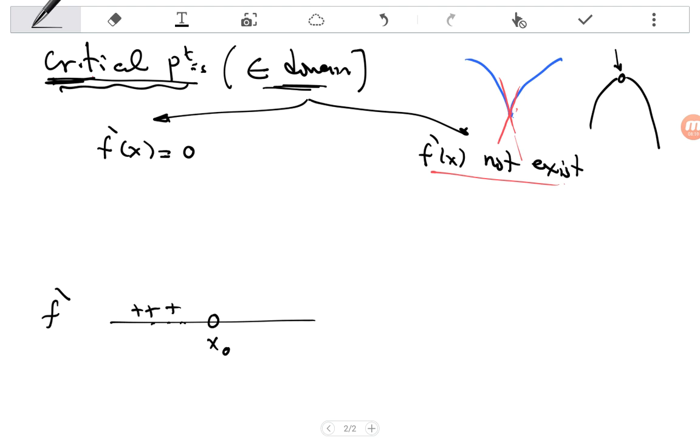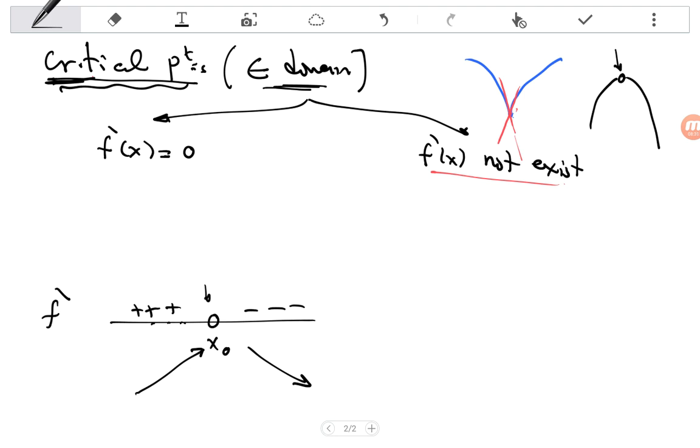For example, I would find it positive, then I would find it changes to negative. In this case, what does this mean? It means that the function increases in this interval, then it decreases in that interval. So that would mean that x node would be a local maximum. Yes, in this case, it will be a local maximum. This is an indication that this point is a local maximum.